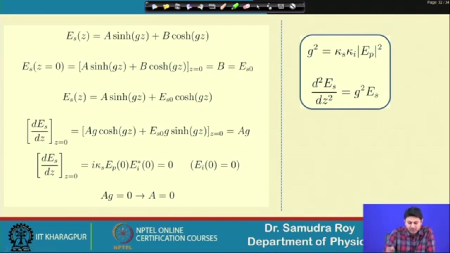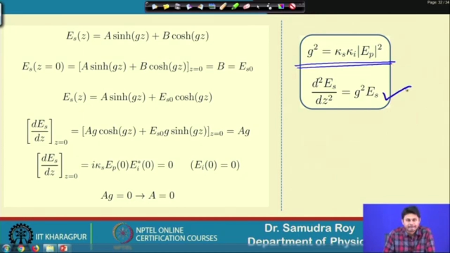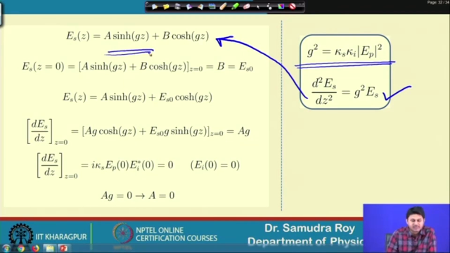So, in the right hand sticky note, we can find that G square is defined in this way. Our differential equation is this. A direct solution, we know what is the form, because we have been using this solution for long, that Es is equal to A sinh of Gz plus B cosh of Gz. This is the most general solution of this given equation.